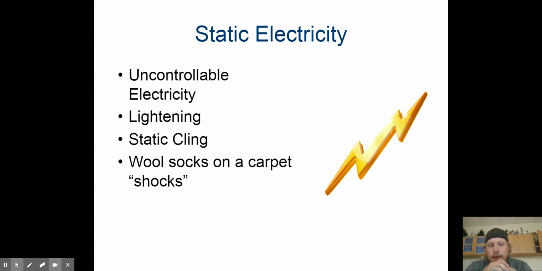Okay, static cling. If all of a sudden you have a sock that's hanging on to your pants, static cling happens quite a bit. That's why we have things called dryer sheets. Wool socks on a carpet, walking back and forth, walking back and forth. You find a friend, again, you shock them. Those are different versions of static electricity. So I want you guys to pause, and you can take your notes on static electricity.